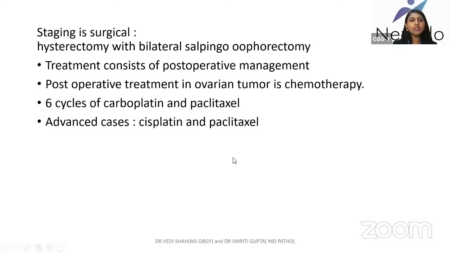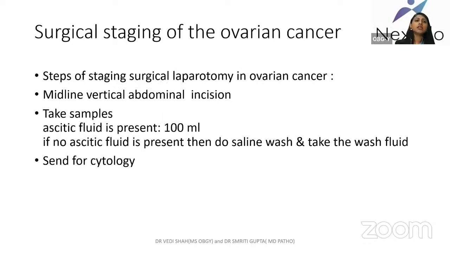And what do you mean by that? Here we go for the midline laparotomy incision, wherein you perform the hysterectomy, that is you remove the whole of the uterus plus both sides fallopian tube as well as ovaries, which is called the bilateral salpingo-oophorectomy. And then the treatment is given in the post-operative period based on which classification the patient falls into. The treatment is mainly chemotherapy, wherein you use a combination of carboplatin with paclitaxel for 6 cycles. And if it is an advanced cancer, you can go for cisplatin and paclitaxel.